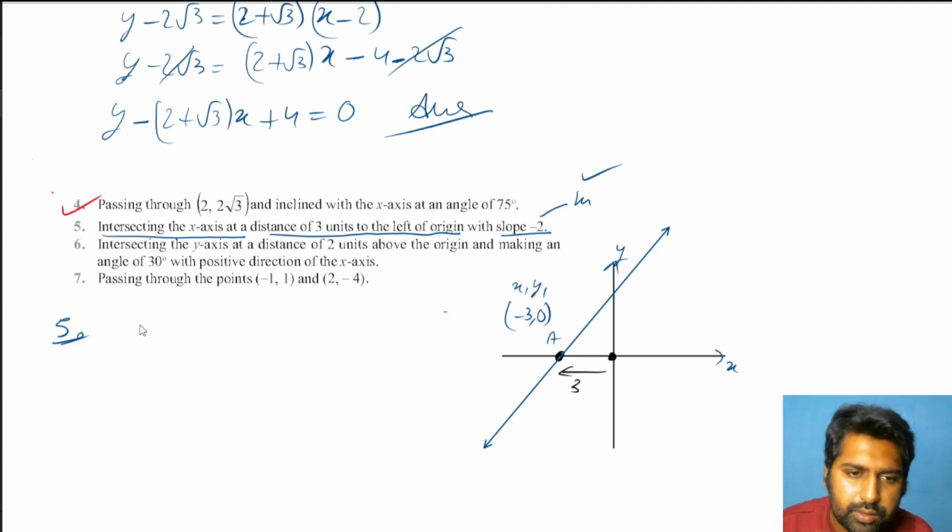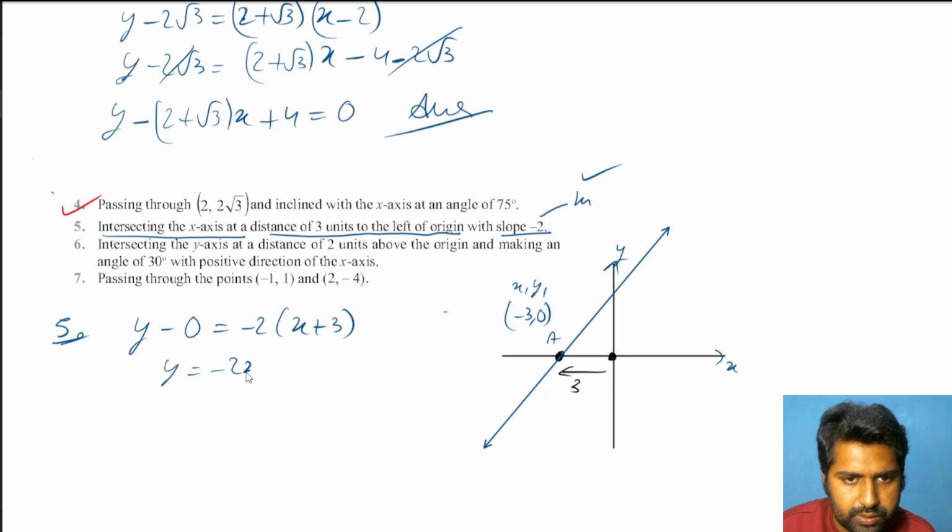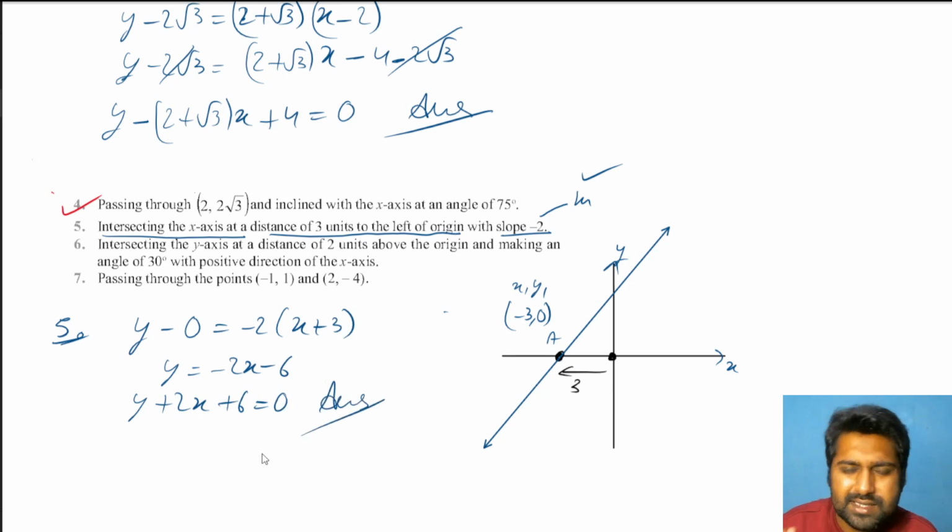All we have to do is now write the solution. Y minus y1, that's 0, is equal to m, that's minus 2, x minus x1, so minus 3, so plus 3. So it is y equal to minus 2x minus 6, so y plus 2x plus 6 equal to 0. That's your answer. Solving that is not complicated. Thought process and drawing this, that's the key idea.